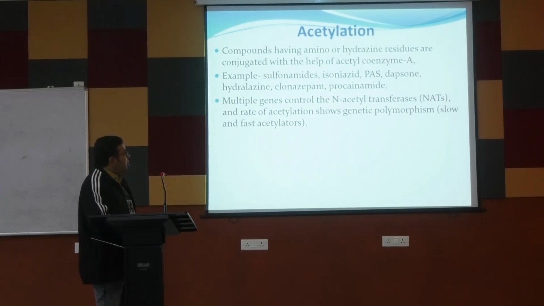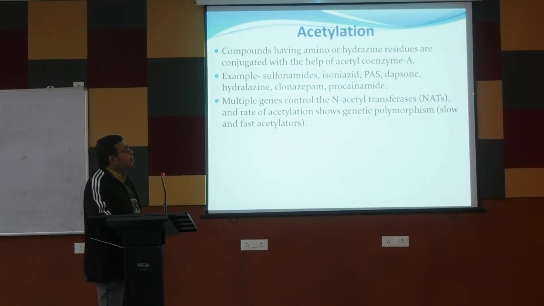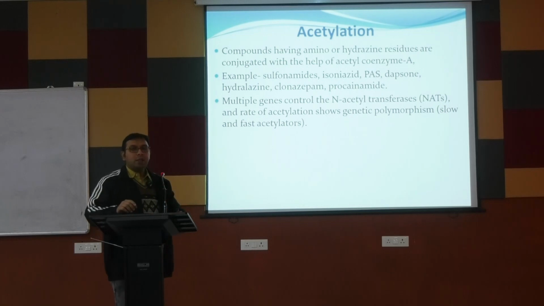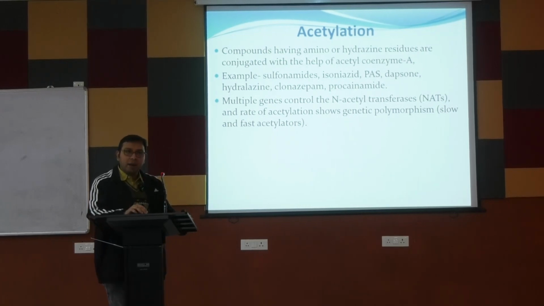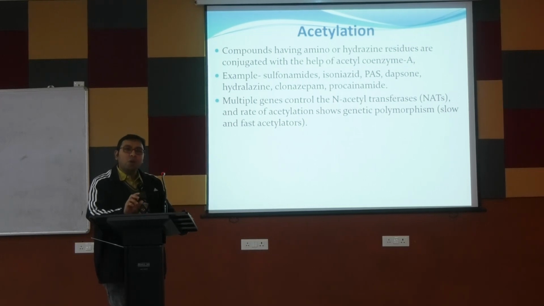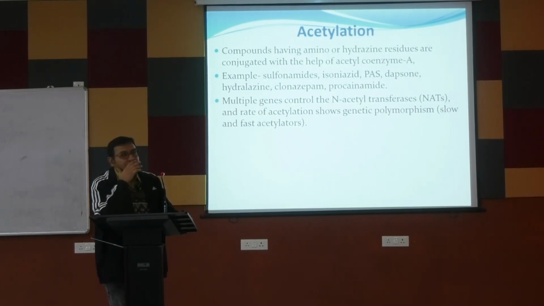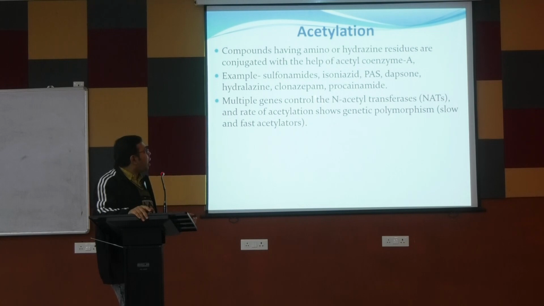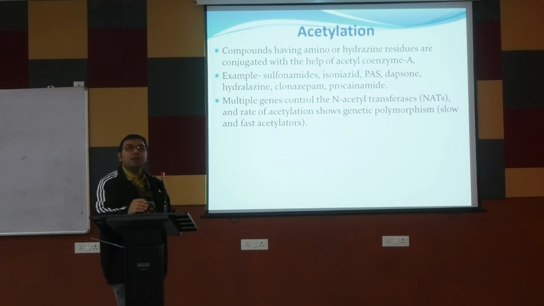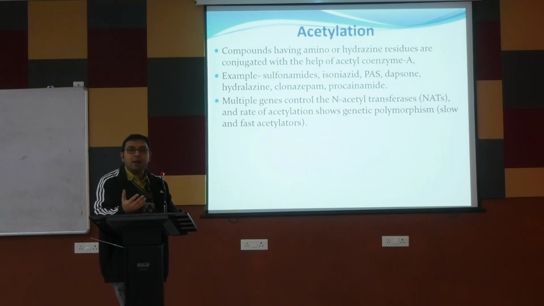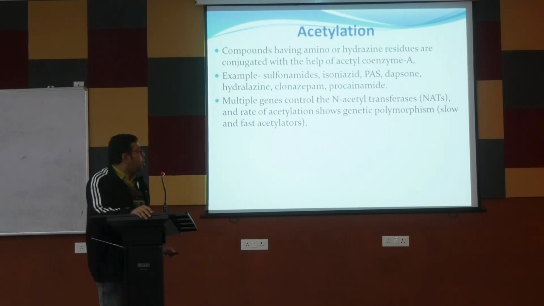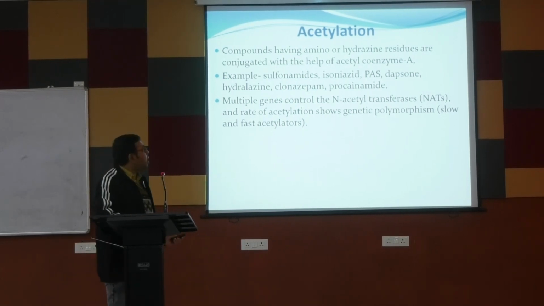So they are acetylated. Multiple genes control the N-acetyltransferase. This N-acetyltransferase is the main enzyme that causes the acetylation, and the rate of acetylation shows genetic polymorphism. This is also important. So there may be some fast acetylators or slow acetylators. You will read about this in the warfarin chapter, in the anticoagulants, because with warfarin drug interaction may occur with these other drugs that undergo acetylation, and some persons are fast acetylators, some are slow acetylators. So accordingly, the metabolism of the drug varies from person to person. So slow acetylators and fast acetylators can happen.